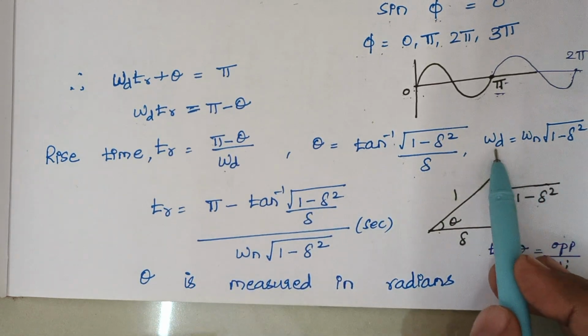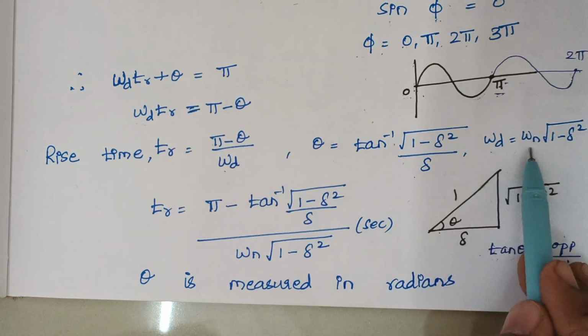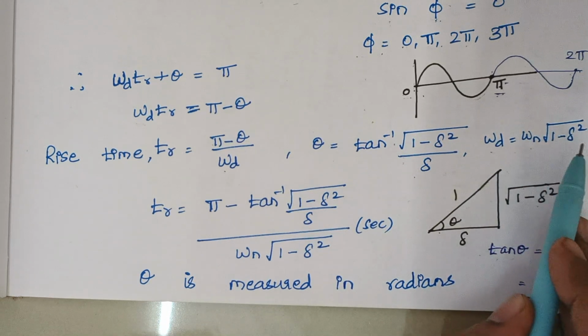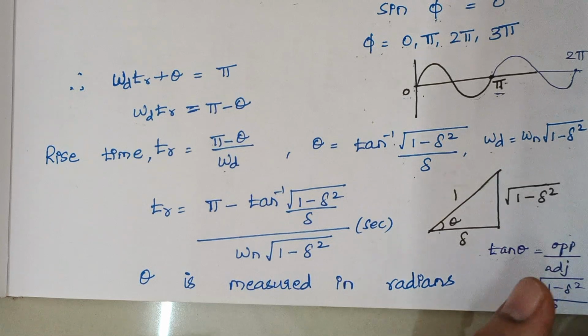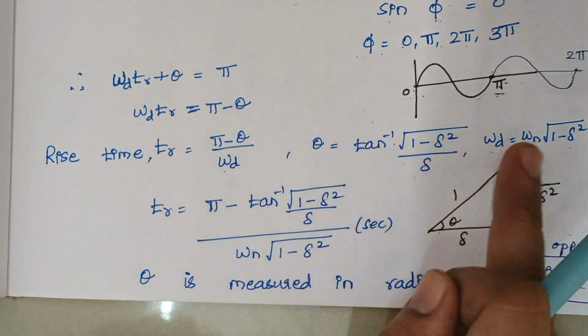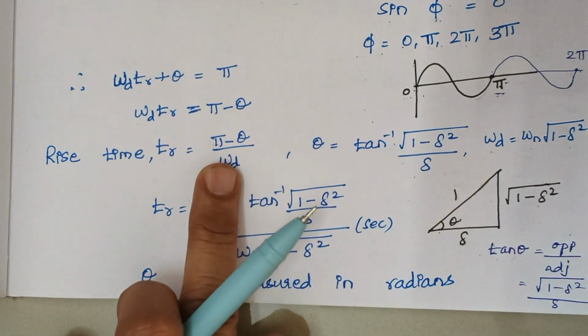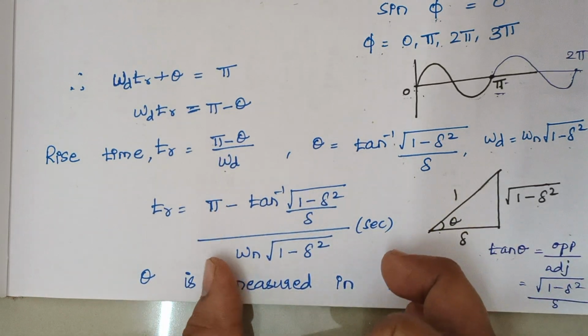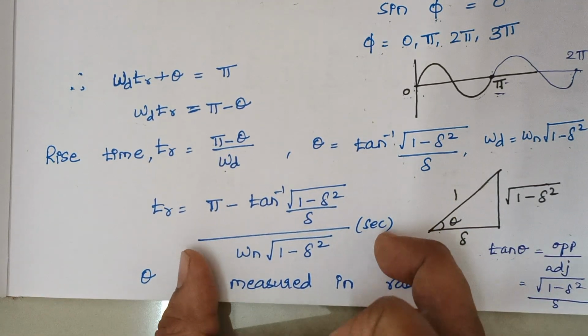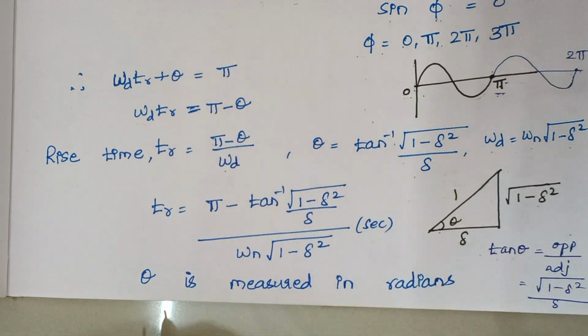And this omega d value we already know, it is nothing but omega n into root of 1 minus zeta square. So now just substitute the values of theta and omega d in this equation. When you substitute, we get our final expression here, and theta is measured in radians.